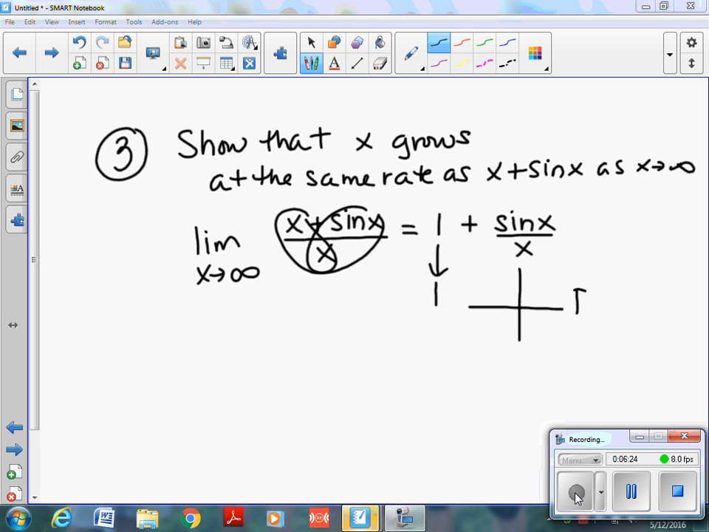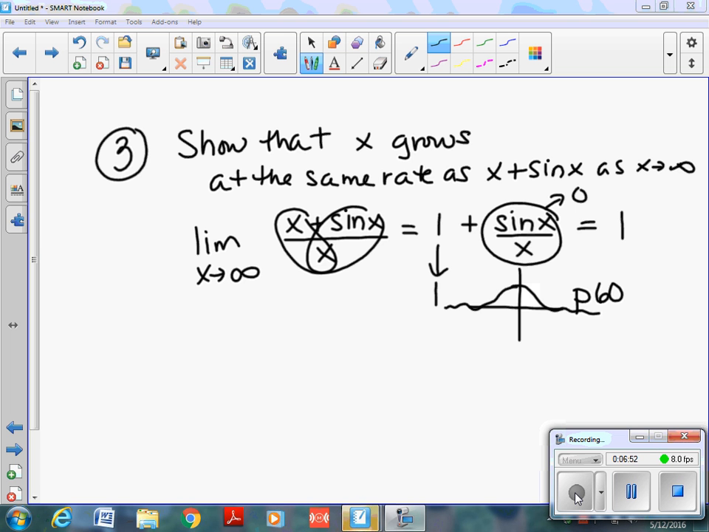Okay, look on page 60 in your book, and you'll see it. You'll remember what that graph looks like. It looks like this, and then it kind of goes like that, and then it goes like that. And as x is getting closer and closer to infinity, it's definitely getting closer and closer to 0. 1 plus 0 equals 1. Since you ended up with a number and not 0 or infinity, that means they're growing at the same rate.